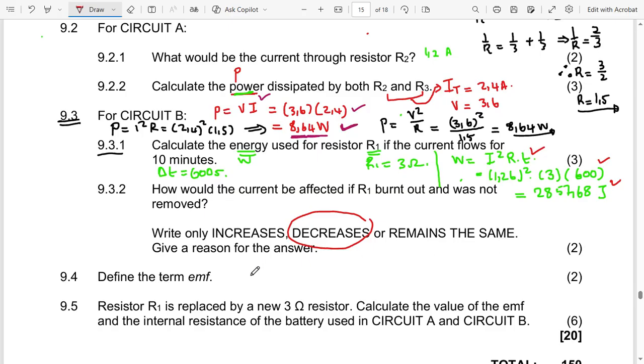They want you to give a reason. You're going to say, since that one is blocked out, no current will go through the circuit.